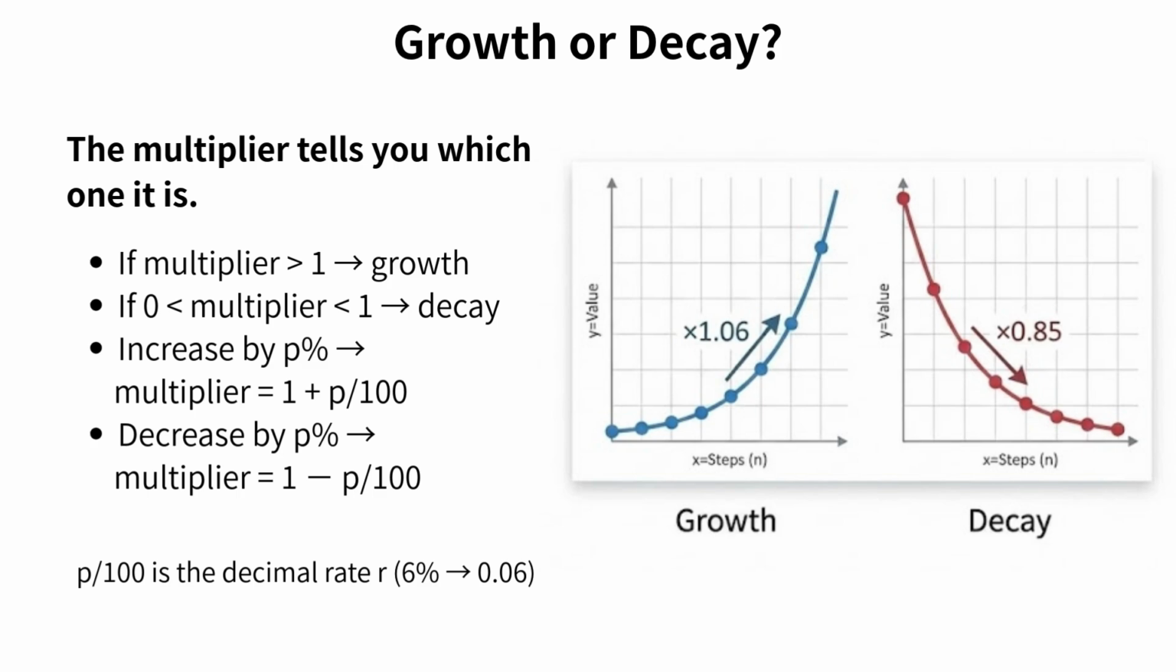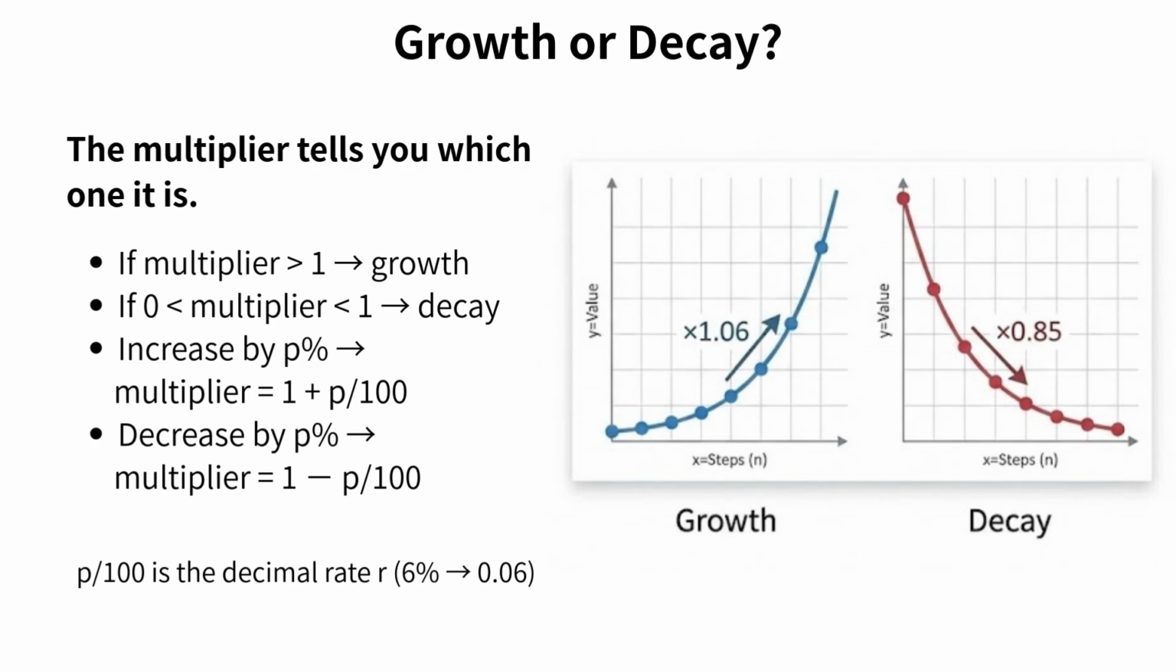Now, on the SAT, the key move is turning a percent into a multiplier. If something changes by p% each step, first convert that percent to a decimal. That decimal rate is r, and r equals p over 100. So for an increase, the multiplier is 1 plus r. For a decrease, the multiplier is 1 minus r. That matches the formulas on the slide: 1 plus p over 100, or 1 minus p over 100.